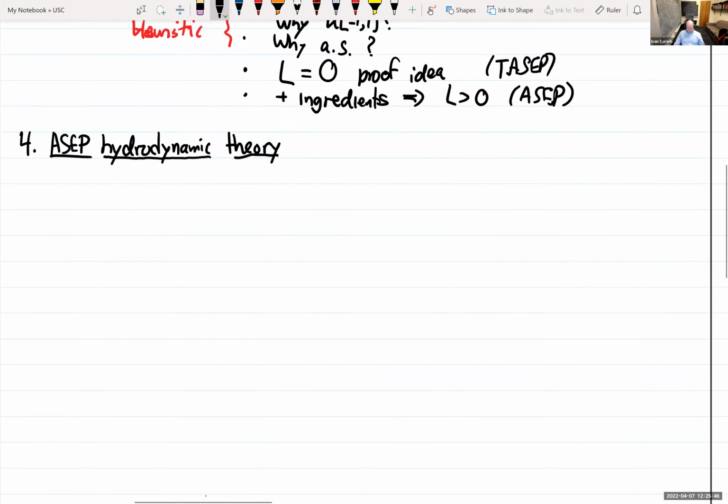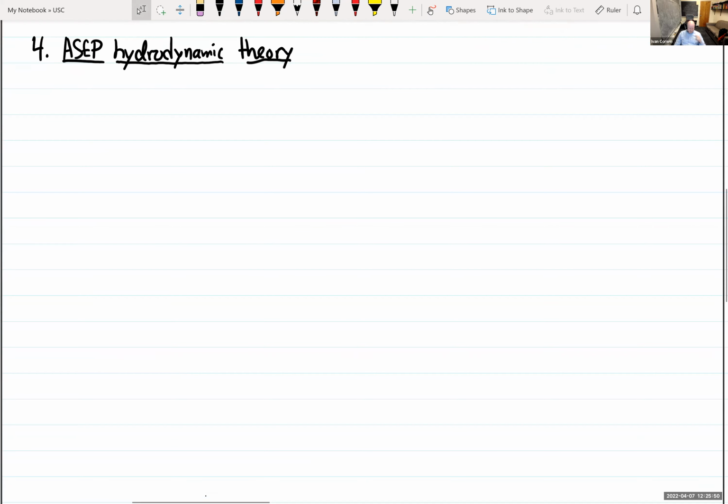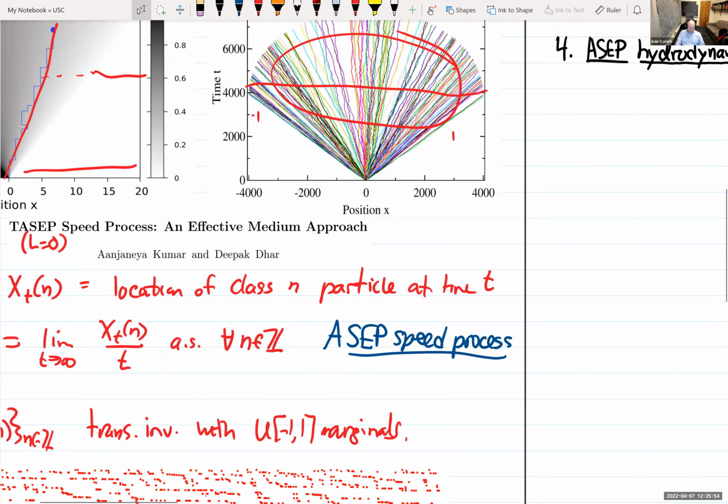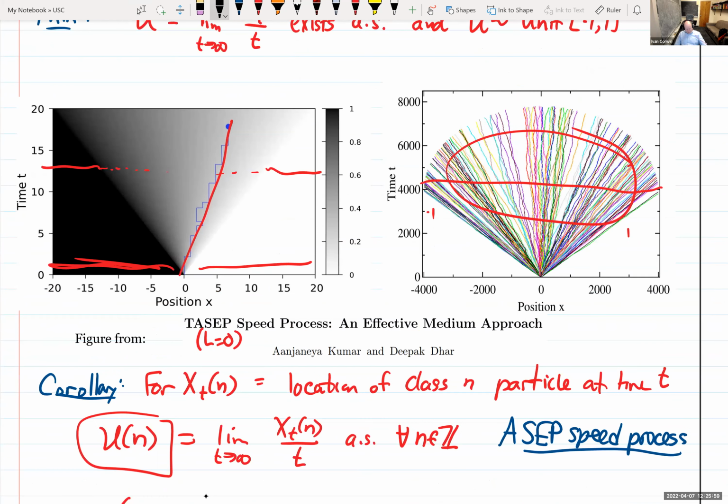Okay, so what is the ASEP hydrodynamic theory? Well, the idea is really what we were looking at over in this picture, which is, initially you have a density. Here the density of particles is 1, and here the density is 0. And then somehow there's some sort of smooth transition from having density 1 to having density 0 in terms of particles.